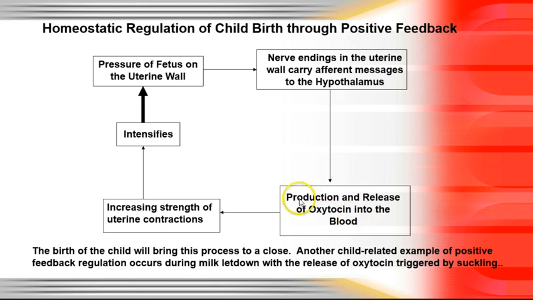So oxytocin is a hormone. This is also the hormone that stimulates milk production, okay? And then it is going to increase the strength of the contractions. So when the uterus contracts, right, which is intensifying, it's going to also intensify that pressure of the fetus on the uterine wall. And this is going to continue on until there is no pressure on the uterine wall, and that means the baby is out, okay? But you could imagine that if this goes on and on and on, it would be a real problem.